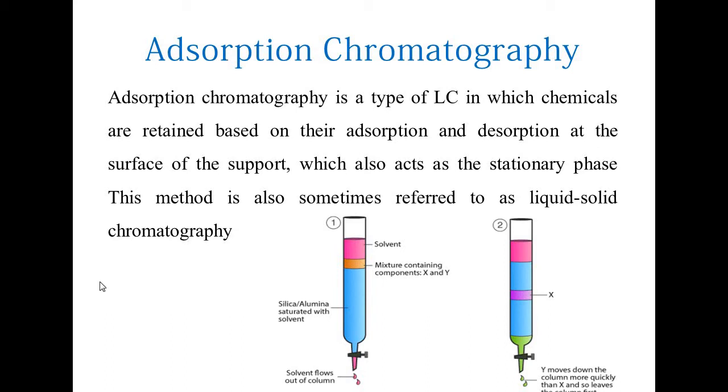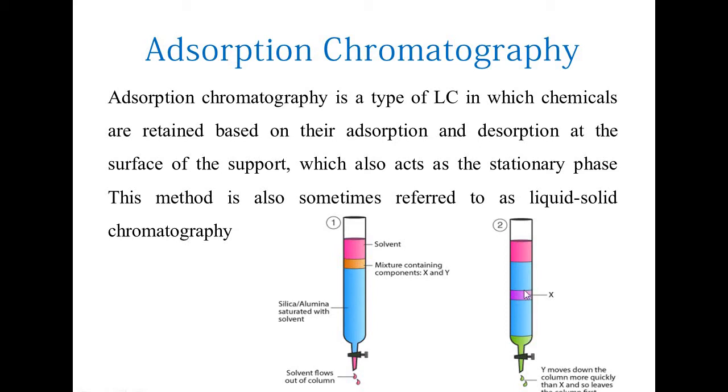In this technique, one column is there which contains a stationary phase indicated in blue color, and here one mixture is indicated in orange color, having components X and Y, and a solvent which acts as the mobile phase. So the mobile phase and this mixture we insert into the column for adsorption chromatography. As the solvent or mobile phase moves along the column, the X component gets separated, shown in purple color, and the Y component is in green color.